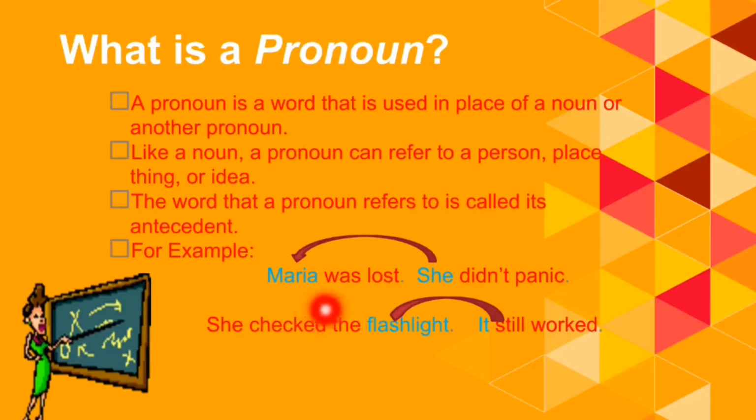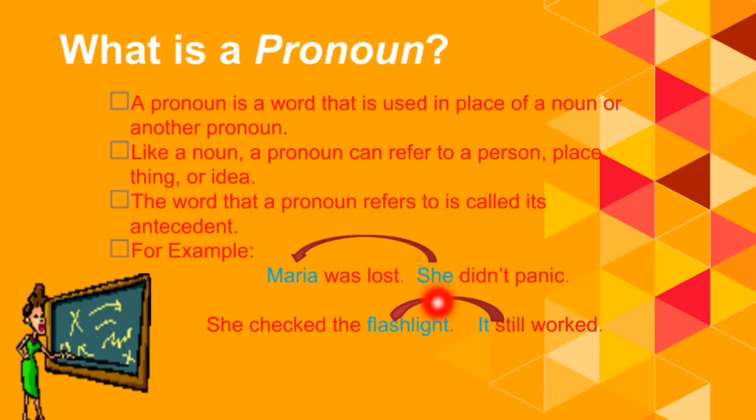So if we use Maria again, the proper noun again, instead of repeating the noun again and again, we can use pronoun. Maria was lost. So what will be the pronoun which can replace the word Maria? It is she. She didn't panic. Maria was lost. She didn't panic. The word she denotes the noun Maria. So the word she which replaces the noun Maria, that is pronoun.